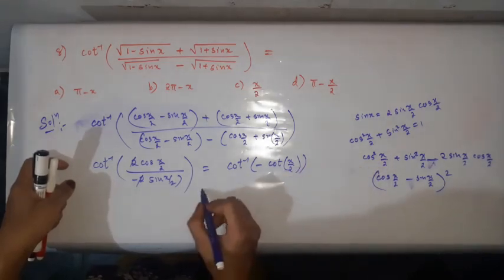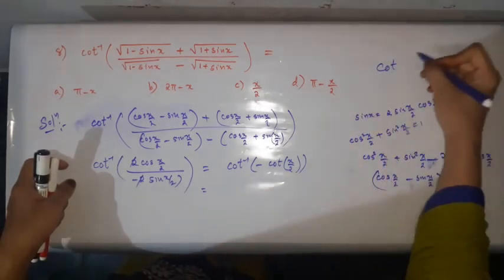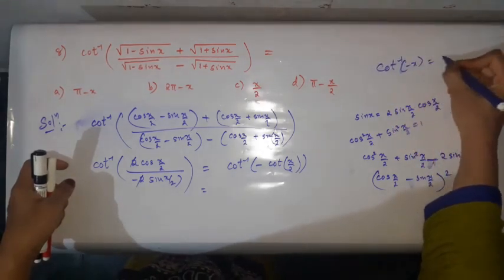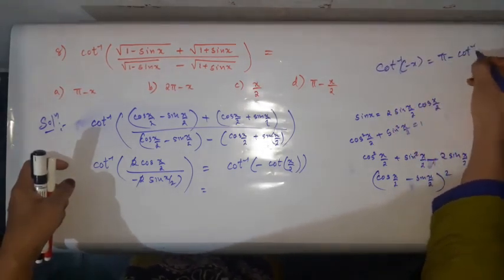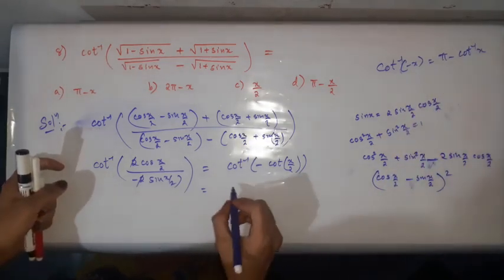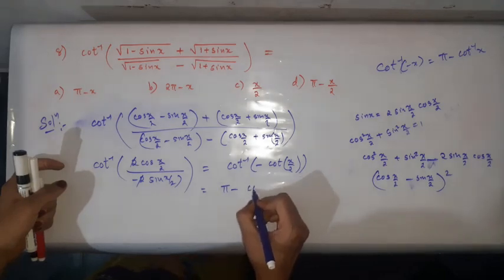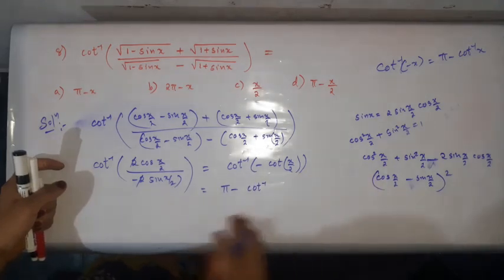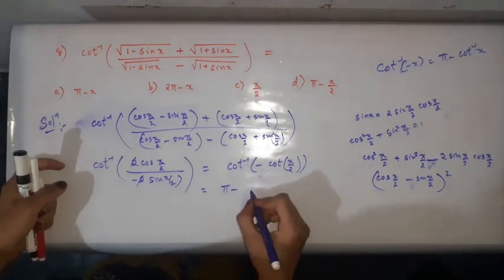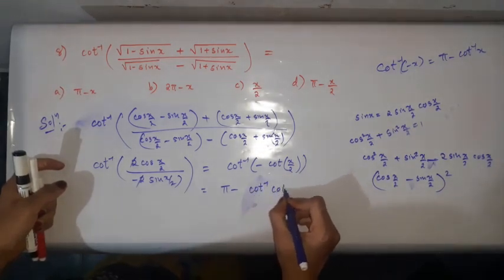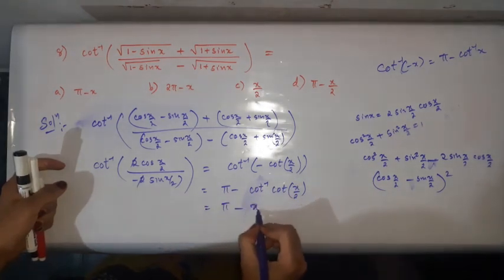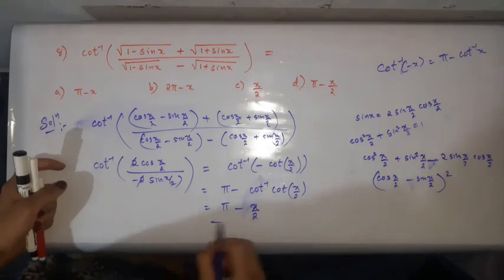Now what is cot inverse of minus x? In the list of formulas I have given you already, it is equal to pi minus cot inverse x. So the same thing we are going to do here. It will be pi minus cot inverse of cot x by 2. Cot inverse and cot get cancelled. You have pi minus x by 2. So the correct answer will be option D.